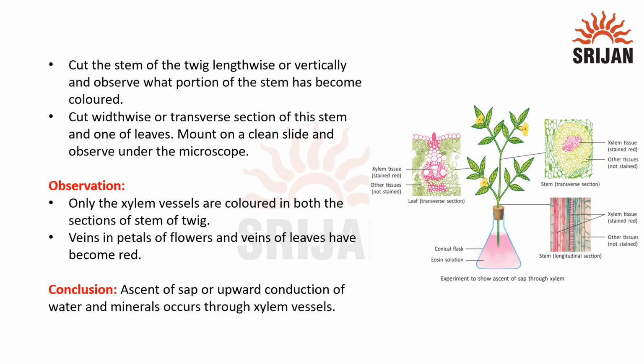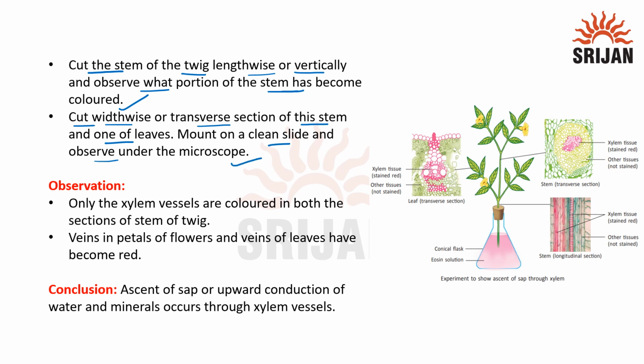So now cut the stem of the twig lengthwise or vertically and observe what portion of the stem has become colored, and similarly cut a widthwise or transverse section of this stem and of a leaf, mount on a clean slide and observe under the microscope.